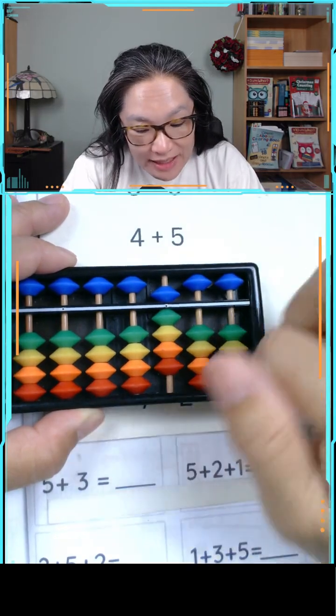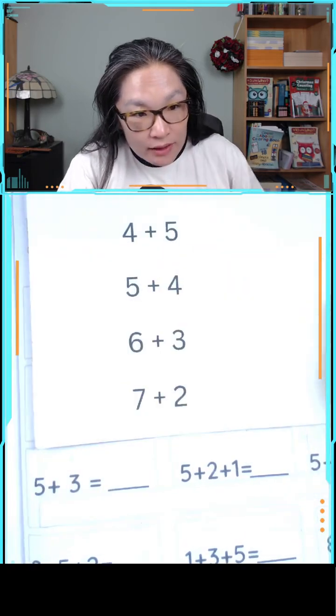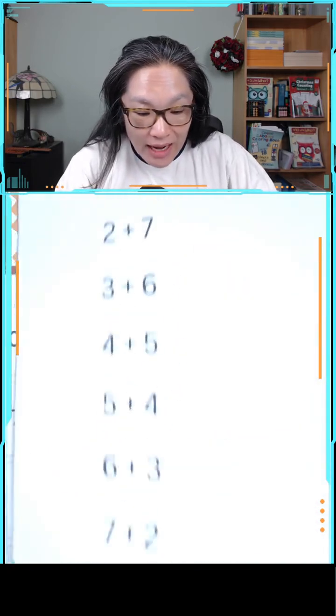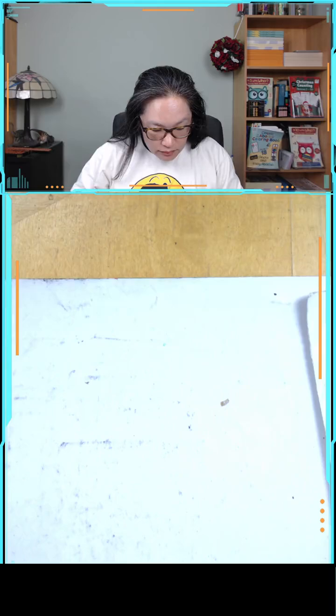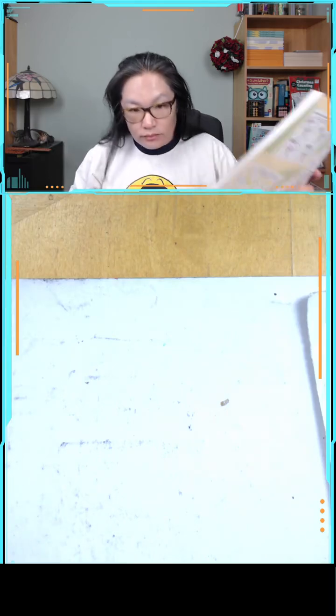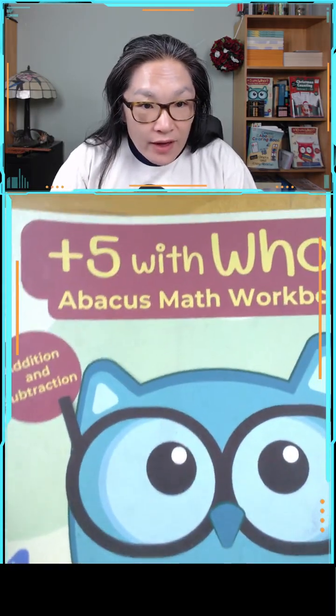So we don't need to memorize how to make a 9. What we need to do is understand what happens when there's not enough beads. That is the next one. So we're going to get into how to make a 5. There we go. How to make a 5.